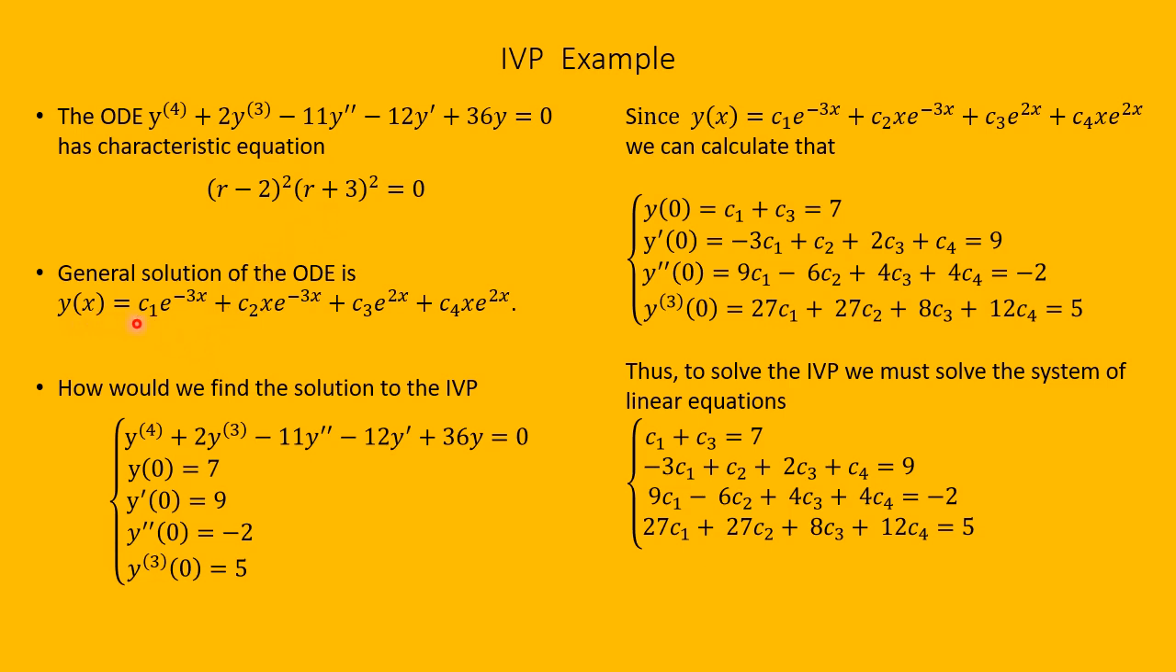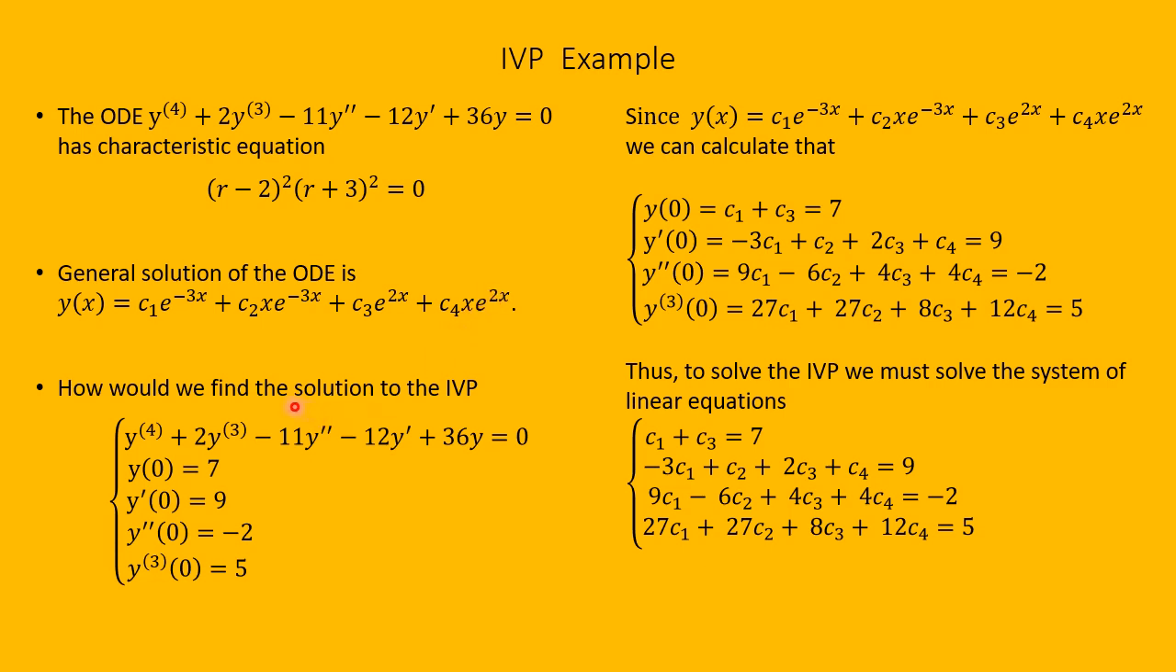So what do we get? y of x, the general solution to this differential equation, has to look like this: y of x equals c1 e to the minus 3x plus c2 x e to the minus 3x plus c3 e to the 2x plus c4 x e to the 2x.